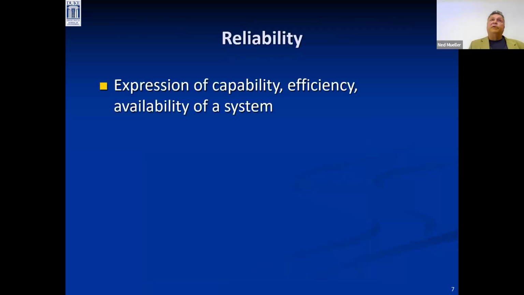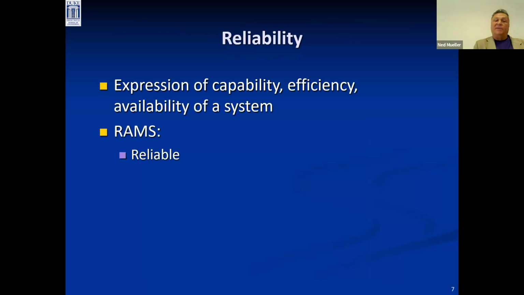Then there's reliability. As I mentioned, risk and reliability are functions that are directly related to each other. The more risk you have that you haven't taken care of, the less reliable your system is. And as you probably all know better than I do, risk is an expression of capability, efficiency, and availability of the system. That's what engineers do.